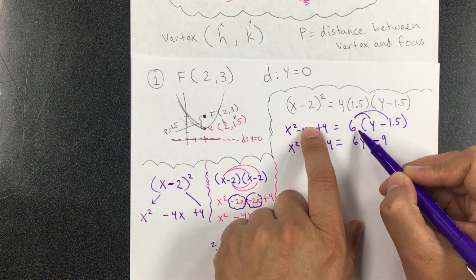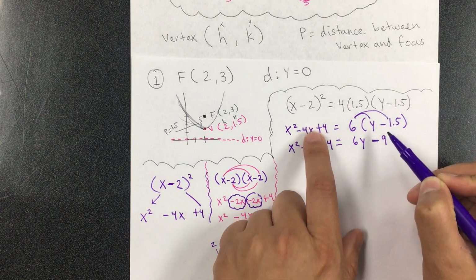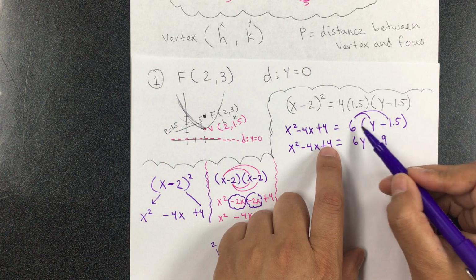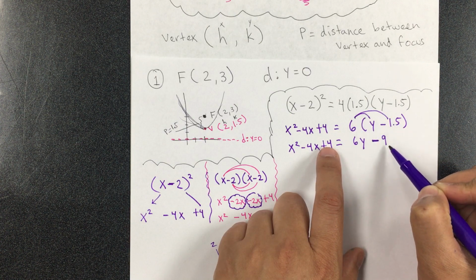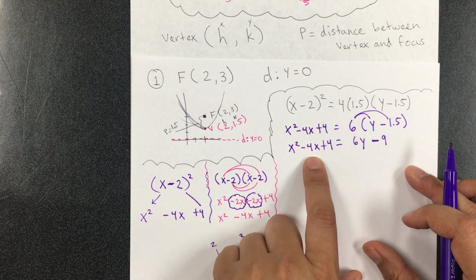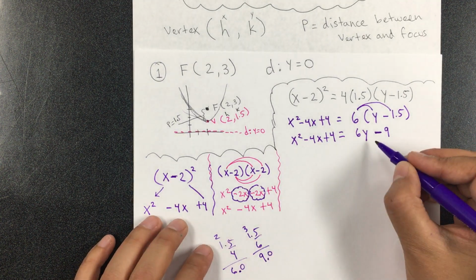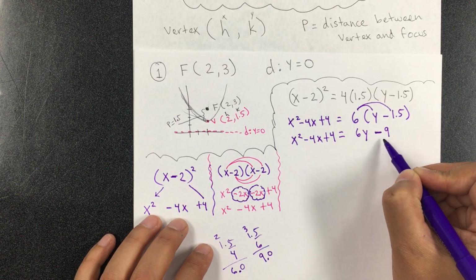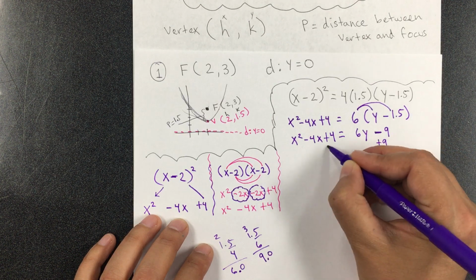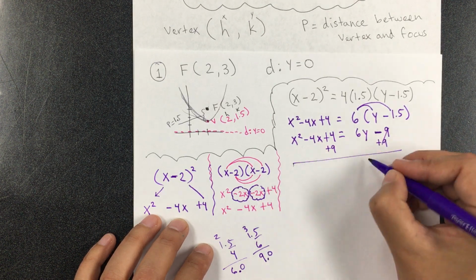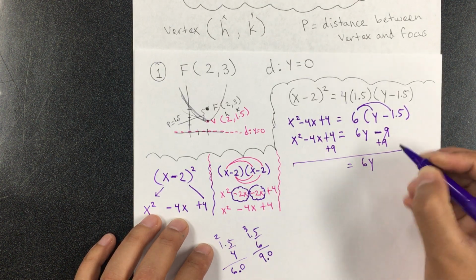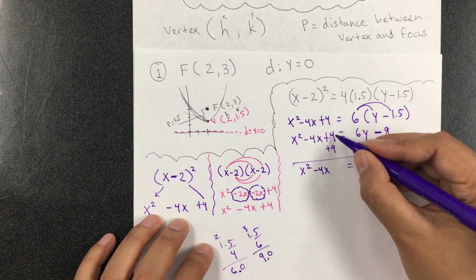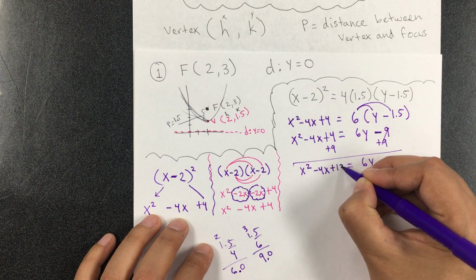So 4 times 1.5 is 6, and bring this down. Then I do distributive property, and you get 6 times y is 6y. 6 times negative 1.5 is negative 9. This you just brought down because you don't do anything with it. Then what we need to do is leave y by itself. So if I'm subtracting 9, the opposite is to add 9 to both sides. And I get 6y equals x squared minus 4x. 4 plus 9 is 13.